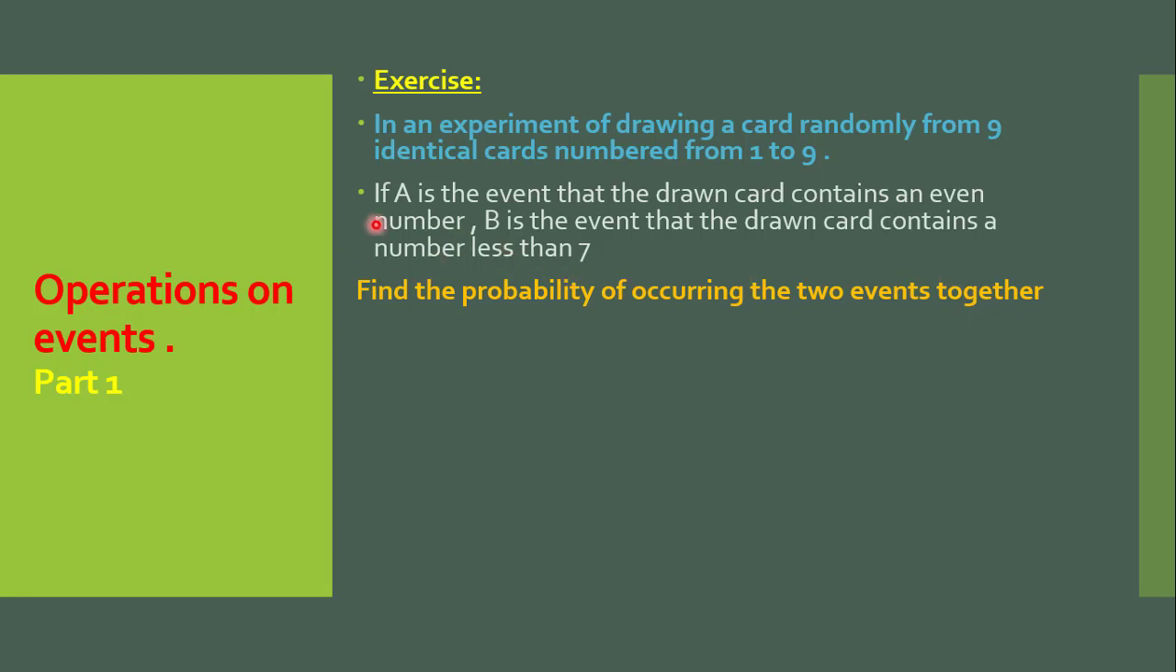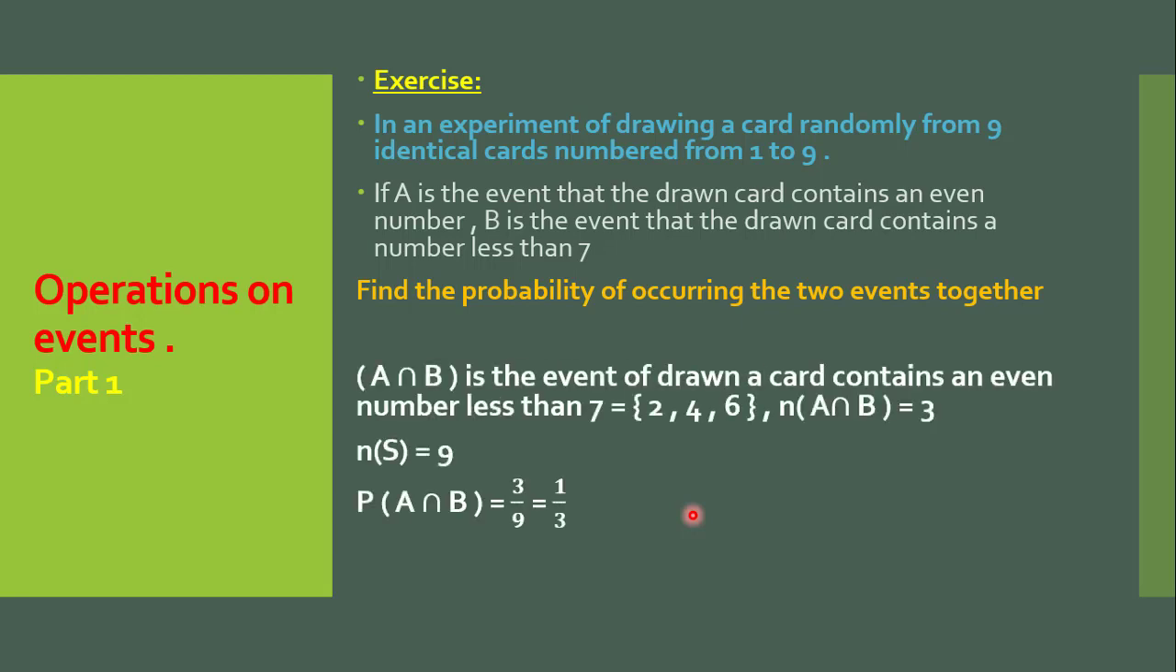Here we have A, the event that this card carries an even number. What are the even numbers from 1 to 9? We have 2, 4, 6, and 8. So A is 2, 4, 6, and 8. What about B? B is a number less than 7. So we have 1, 2, 3, 4, 5, 6. Now I want a number which is even and at the same time less than 7. So we have 2, 4, and 6.